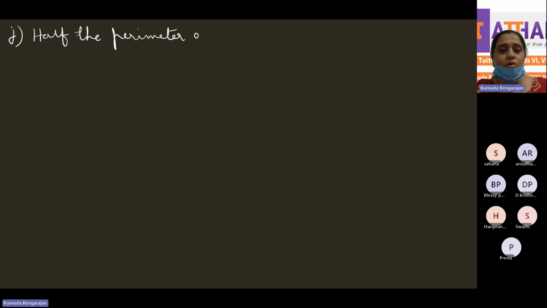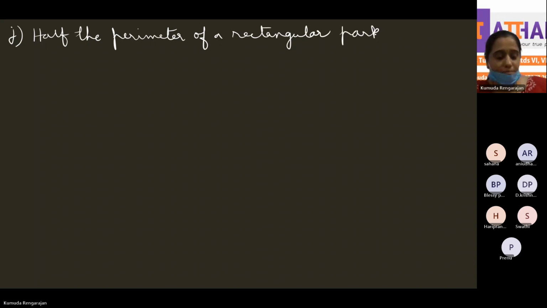Yeah, next one. Half the perimeter of a rectangular park is 40 meters. So what do you assume here? The length and the breadth of the park, right? Should assume the length and the breadth.